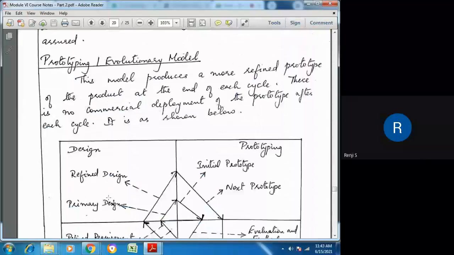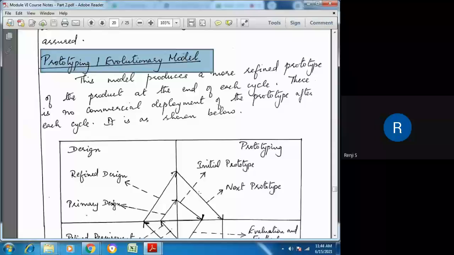So the next model is prototyping, or the evolutionary model. I think you had studied all these models in software engineering. First was the waterfall or linear model. Second, we studied the incremental model. Then the third model is prototyping or the evolutionary model.